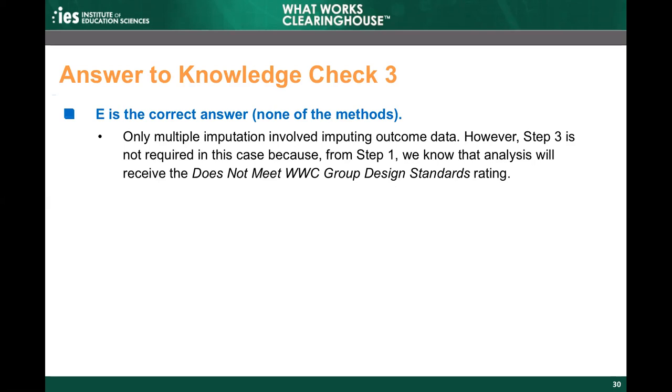So the reason why we actually don't need to apply this step to any of the three methods that were described for this specific example is because only multiple imputation involves imputing outcome data. But, and I fully admit this might be a bit of a trick question, it's important to note that step three in this case is not required, because from step one, we already know that the analysis will receive the does not meet WWC group design standards rating.